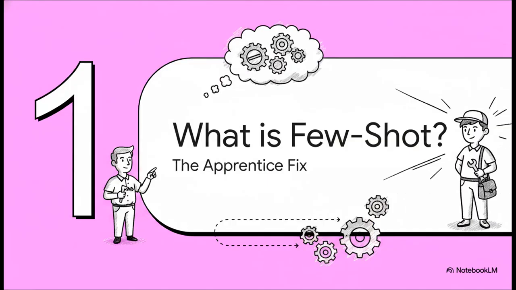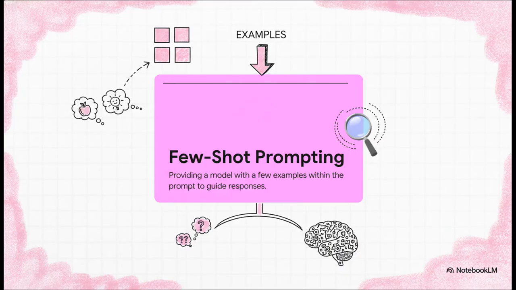Section 1. What is few-shot prompting? The apprentice fix. Okay, let's dive into this. Here's the technical definition straight from our source material. Few-shot prompting is a technique where you provide a language model with a small number of examples, or demonstrations, right there inside your prompt to guide its response.